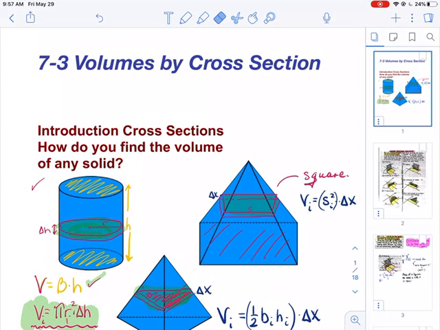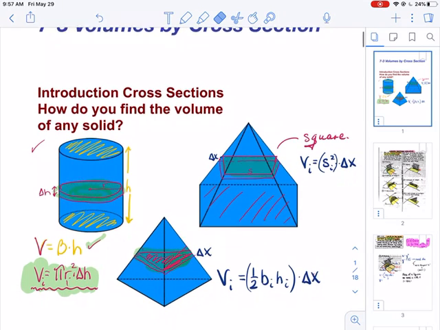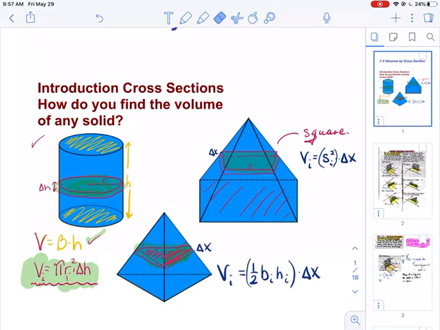Hi, I'm going to do some short videos about volumes by cross-section. If we look at some solids here, we've got a cylinder and a cross-section where I take a slice out of there in green, and you can see that the cross-section is a disk. It's got an area, pi r squared, times delta H.